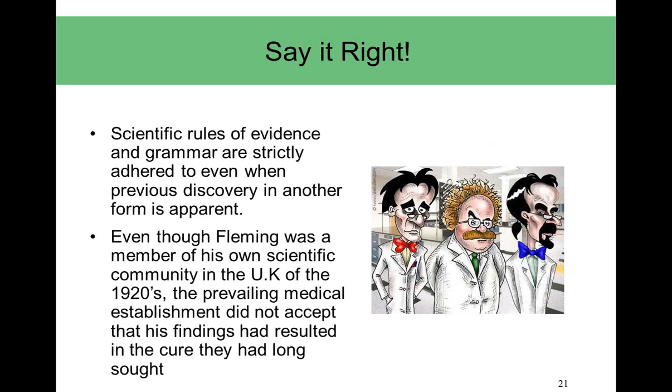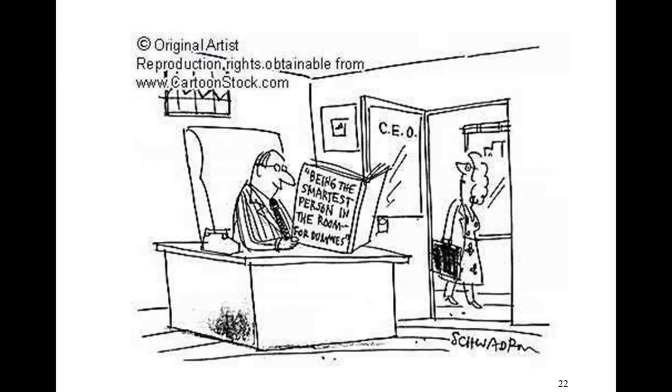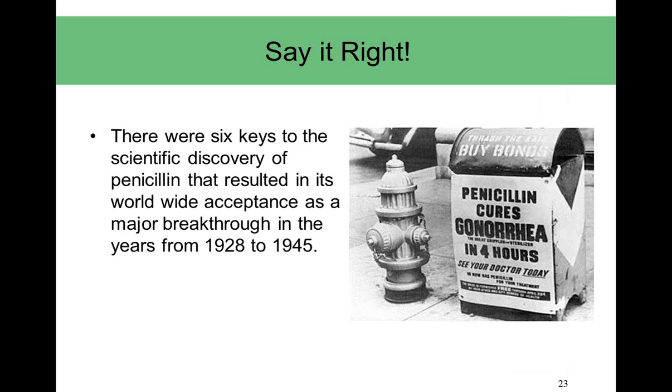So scientific rules of evidence and grammar are strictly adhered to, even when previous discovery in another form is apparent. So we've known for thousands of years that these bread molds worked in curing infections in animals and even on people. But Fleming was a member of his own scientific community in the UK, and even the prevailing medical establishment did not accept that his findings had resulted in the cure that they had long sought. Very interesting. So here we have being the smartest person in the room for dummies. It shows you that even being very smart is not going to do it.